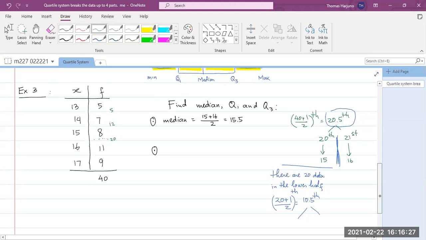What is data number 10 and data number 11? Now from the table, you see that the first 5 data is 13. The next 7 is 14. So data number 10 and data number 11 are both 14.